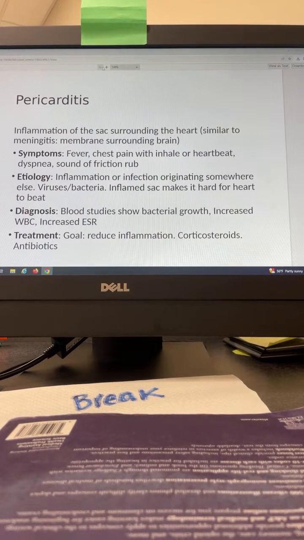And if someone does have an increased ESR or CRP, what medications are going to be useful? Corticosteroids, right? Corticosteroids treat inflammation, and they also calm down autoimmune disorders. The goal here is to reduce the inflammation so that it's not pressing on the heart, causing that heart distress. So corticosteroids are going to be helpful, and then obviously antibiotics if there's a bacterial cause. We won't give antibiotics if it's viral because it won't do anything. Any questions on this one?